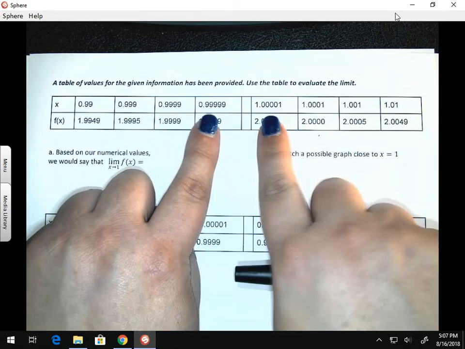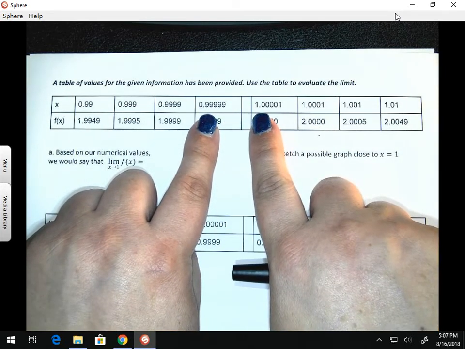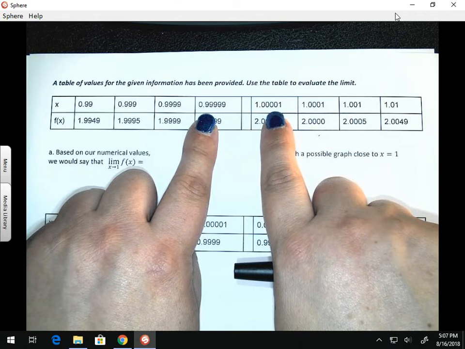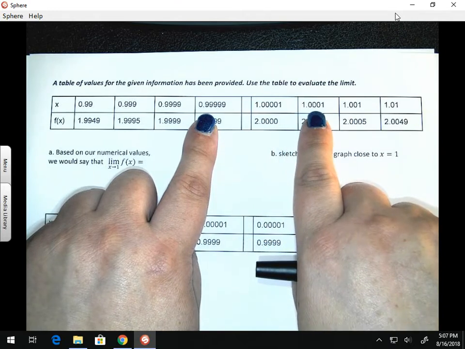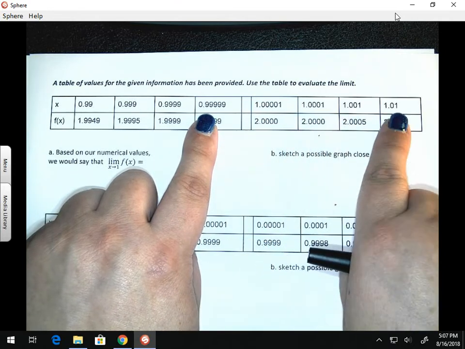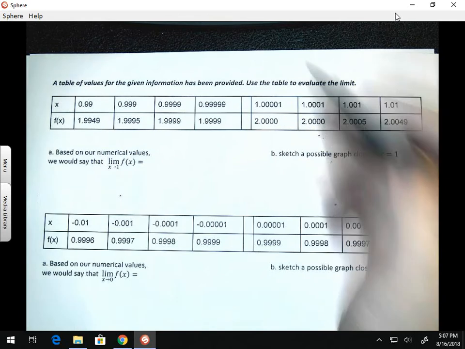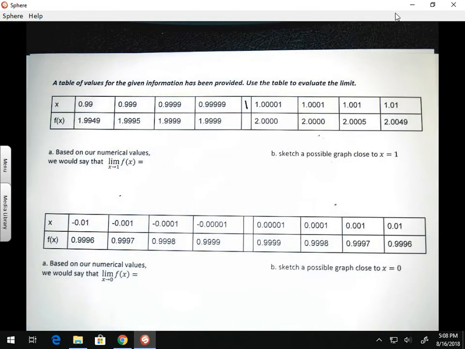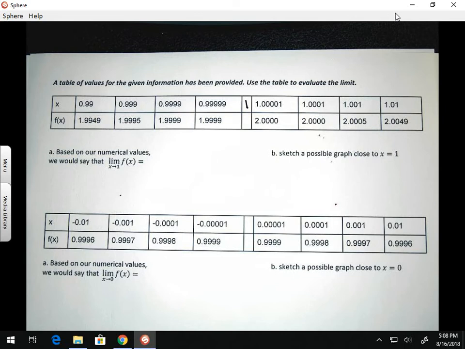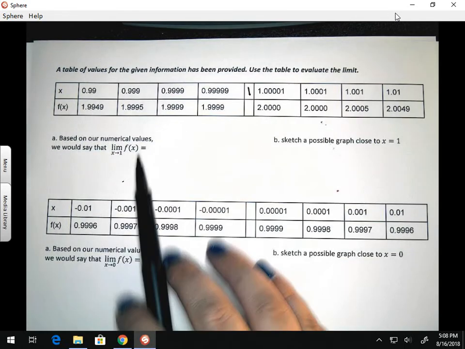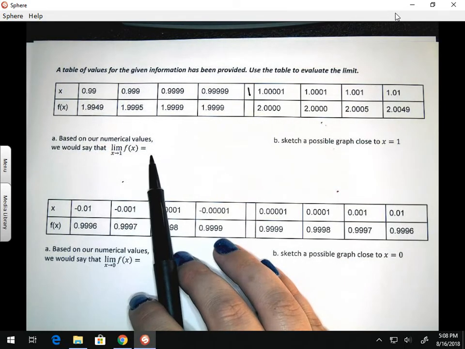Let's see if that's the same on the other side. So 1.00001, 1.0001. Yeah, to me it looks like these are all approaching the number 1. Okay? So based on our numerical values, we would say that the limit as x approaches 1 of f of x is, we need to look at those y values.